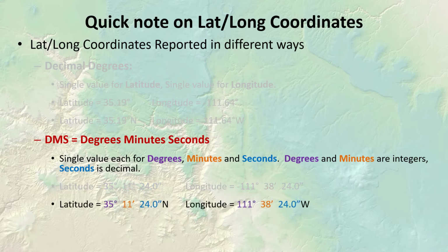This one you can also report with either positive or negative values, or you can append an N or S for north or south, or an E or W for east or west. Now, I'll tell you, I'm actually a little confused why DMS is so popular. It's really difficult to work with mathematically. I mean, how do you add 2 degrees values when you got degrees and minutes and seconds?